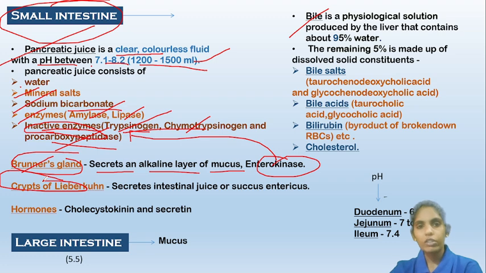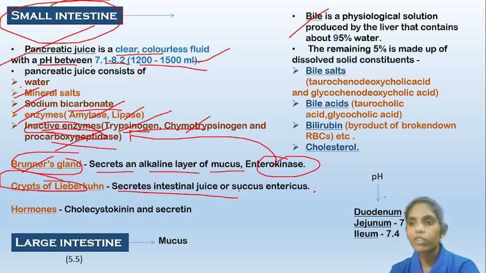So these are present under the villi of the stomach, in the small intestinal lining. Villi are responsible for absorbing the digested food. Under these villi, the crypts of Lieberkühn are present. What is its function? It secretes intestinal juices or succus entericus, which contain various enzymes and alkaline chemicals, etc.